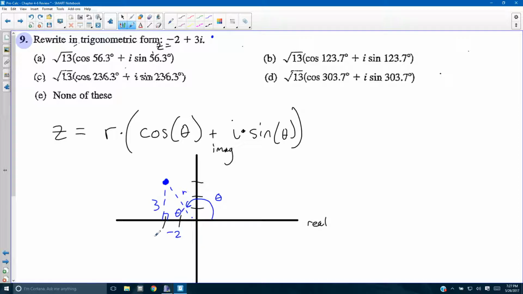Doesn't matter that the I is there, I just want to call it a 3. So negative 2 and 3, we can find this theta prime to find this theta. We can also use it to find the magnitude. Okay, how do you find that magnitude r?